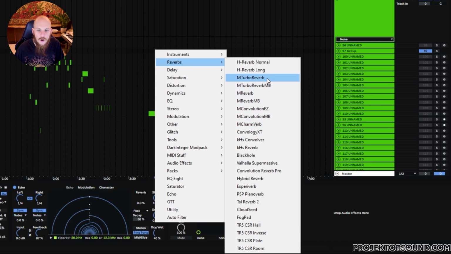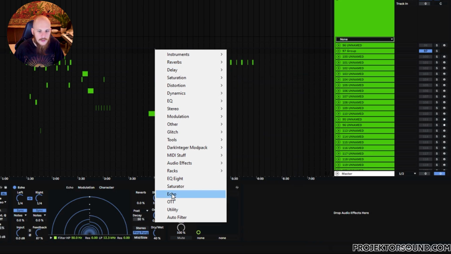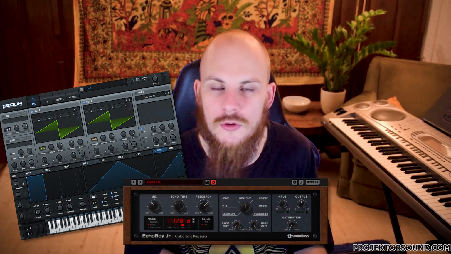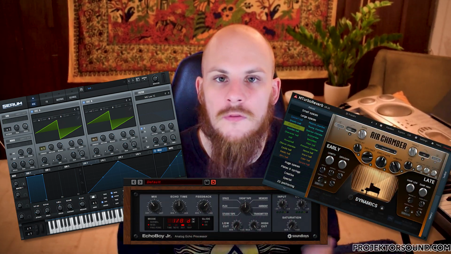For the reverb, I only use M-Turbo Reverb 99% of the time, I would say. Delays is mainly Echo Boy Jr. and just the normal echo over here. And there's a very good philosophy behind that. I've noticed that having a daily driver plugin that is really good at doing one thing is key. For my sound design, it is going to be Serum. For my delay, it's going to be Echo Boy Jr. probably. For my reverb, it's obviously M-Turbo Reverb. That is the only reverb that I ever use.